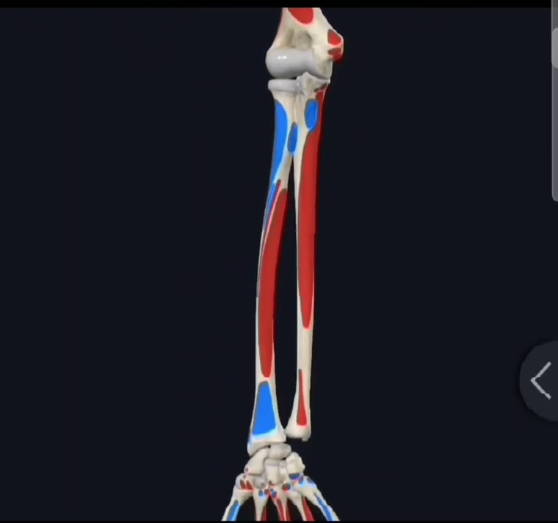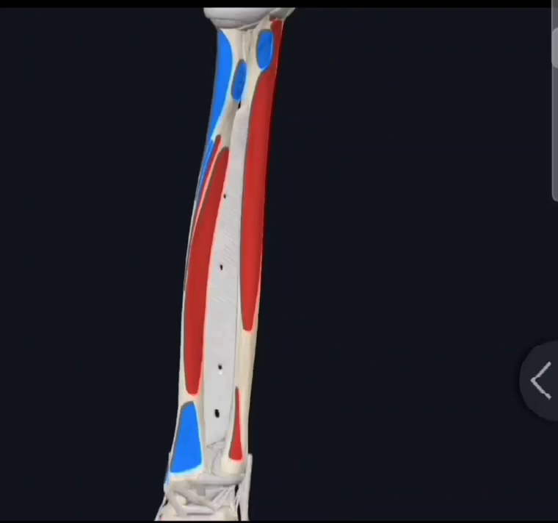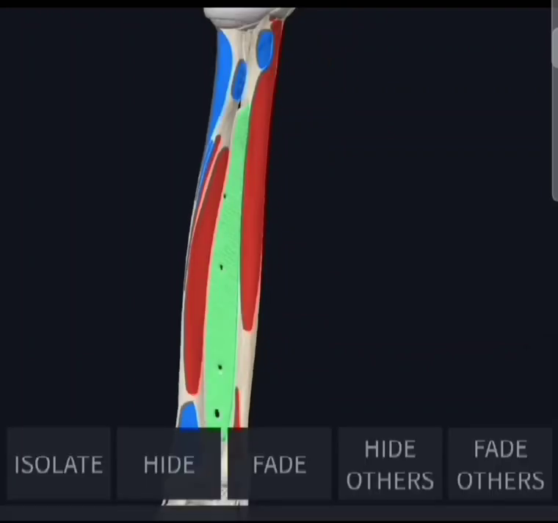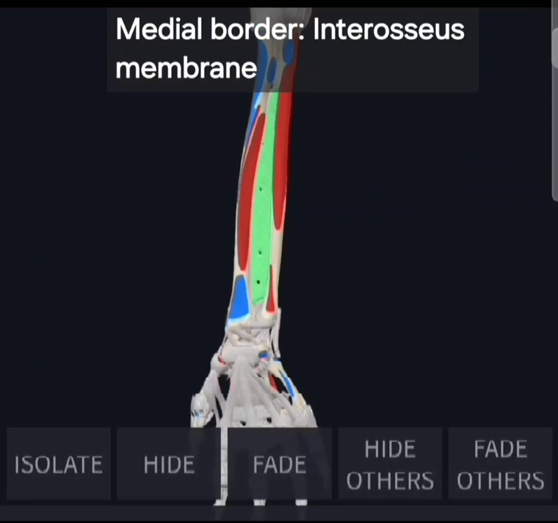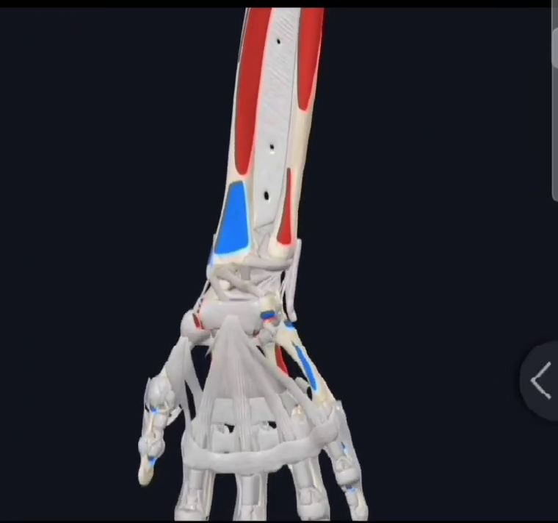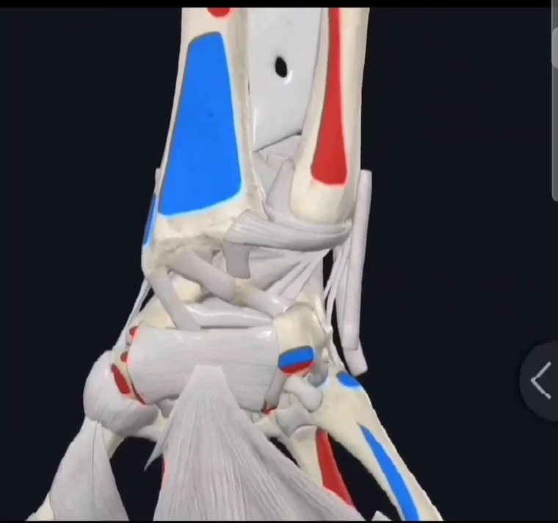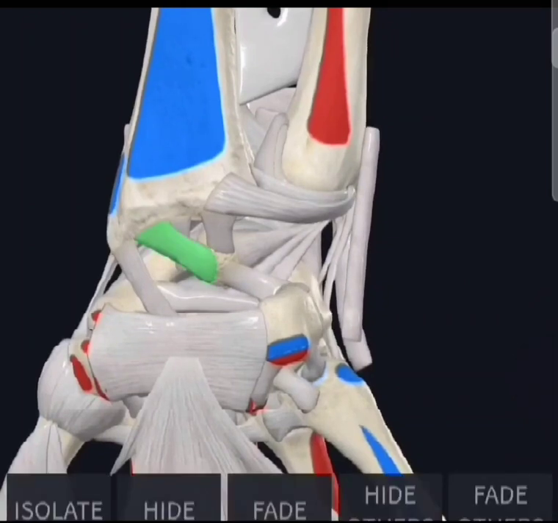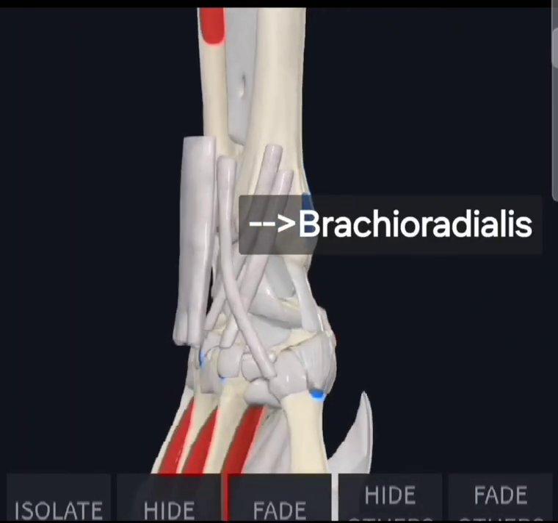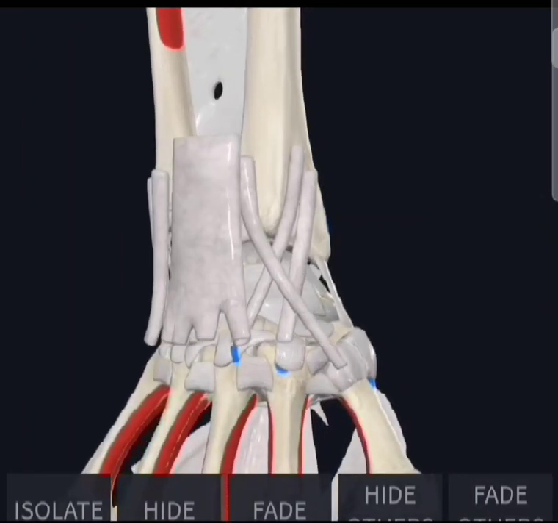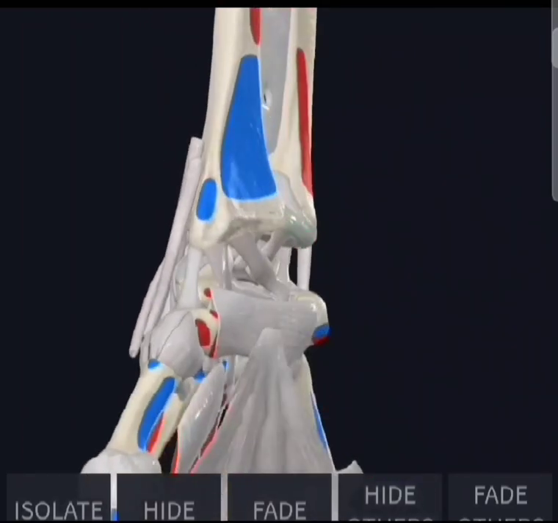Remember the rule of 2. Coming to the lower end here, and before that the medial border, it is giving attachment to the interosseous membrane, and as you see the lower end, the styloid process, and this lower end is having all these ligaments attached to it, and that is the insertion of brachioradialis. Posterior surface is related to extensor tendons.